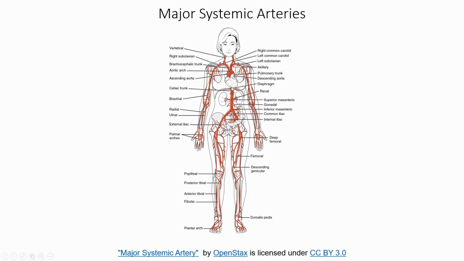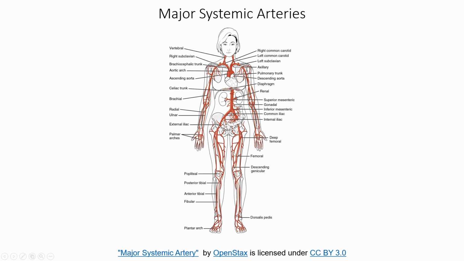We pass through the diaphragm, we get to the celiac trunk, which we think about as the upper digestive organs, the renal arteries, and then we have the superior mesenteric and inferior mesenteric, which will also service the GI system, gonadal, common iliac, which is where we're branching off, internal iliac, which is closer in, around that ilium, the external iliac, so we're coming down into the leg.